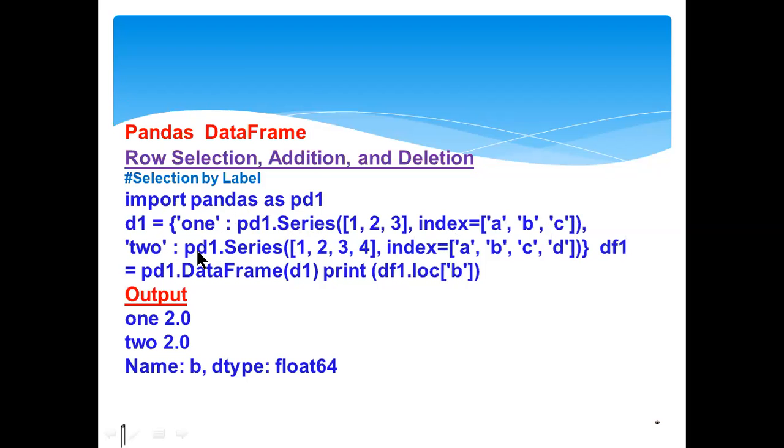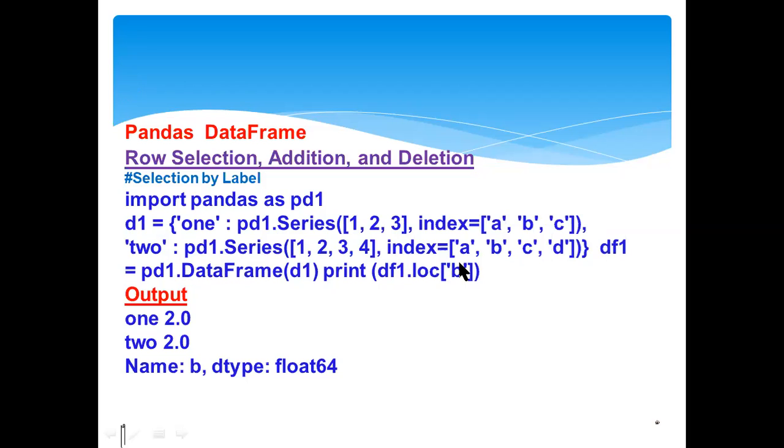Here, again, pd.Series with values 1, 2, 3, 4. See here, for the first there are 3 values, and here there are 4 values. The index is A, B, C, D. In the next line, df1 equals pd.DataFrame, which you have to frame from d1, which is holding this data. In the next line, print df1.loc['b'].